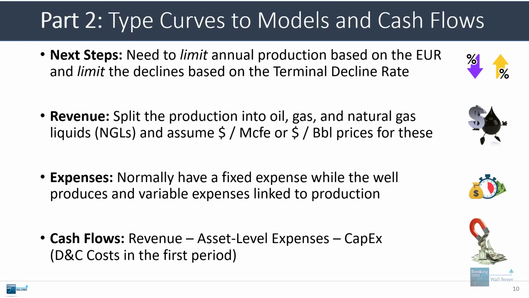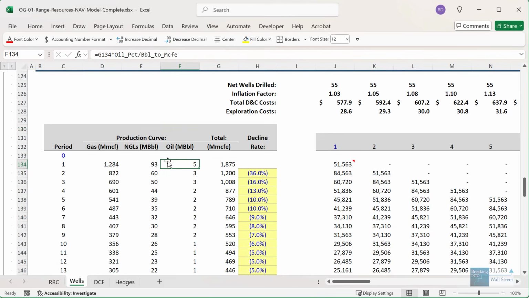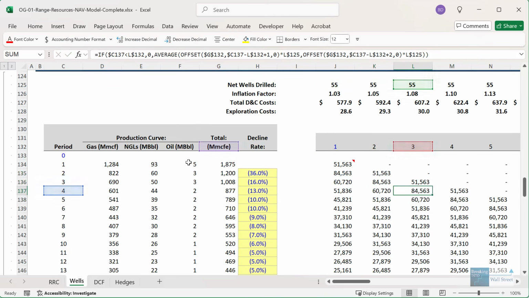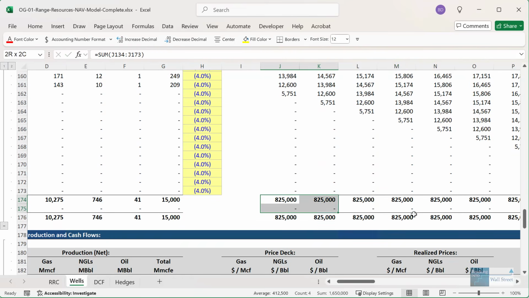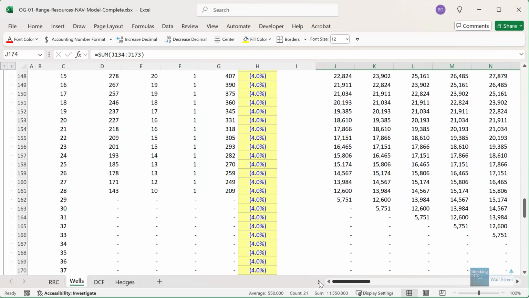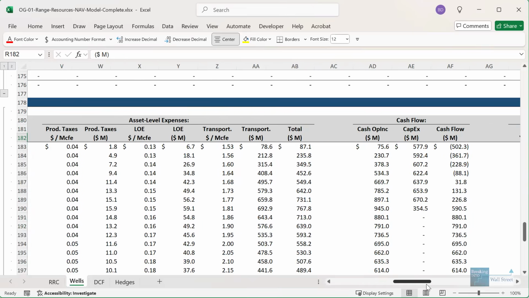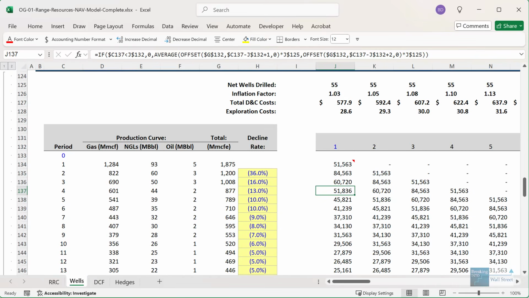The next thing that you would do in real life is aggregate all the production and the cash flows from all the wells that are drilled each year. Here's an example. We have a production curve, and then we are essentially using a long offset function here to go to the appropriate year number and then bring in all the production from that. And we aggregate everything here and add up everything to get our production at the bottom. And then later on in the model, we sum up the revenue and the asset level expenses from all of these, and also the capex associated with drilling for these wells in the first place.